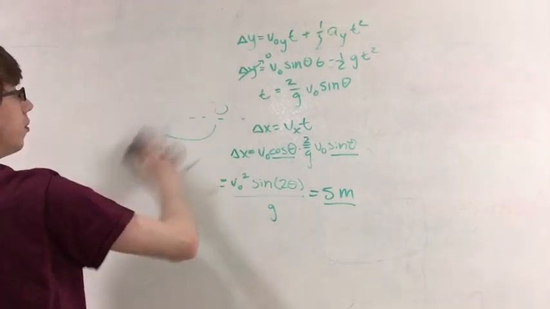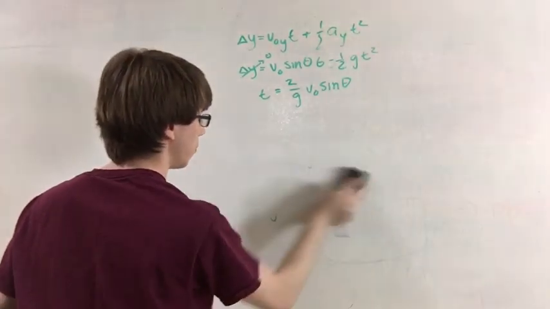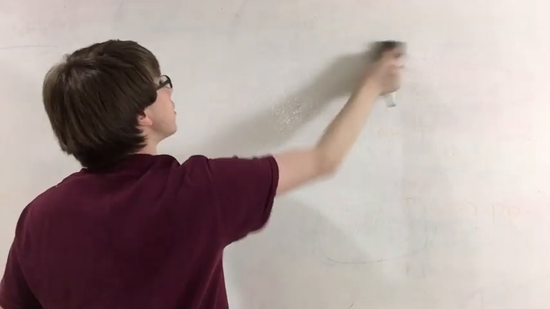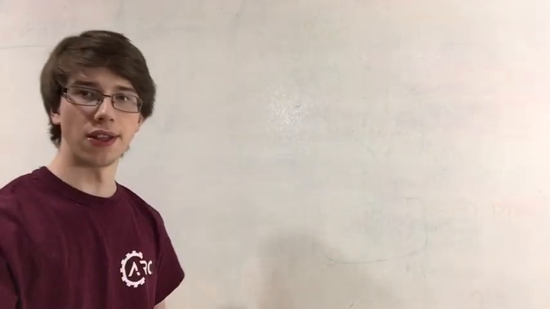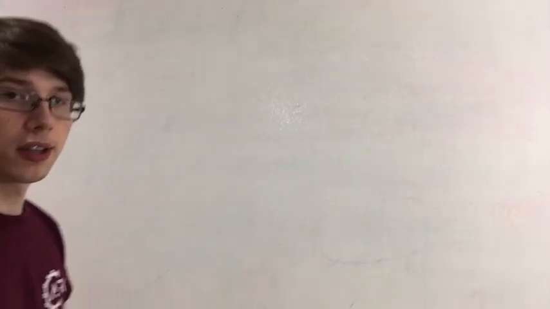And that's how you get the range formula and what it is. So if you're only given the initial velocity and the angle from the horizontal, just plug it in there if you need to find the horizontal distance. Simple as that. We're on to the next unit, Newton's laws and motion.